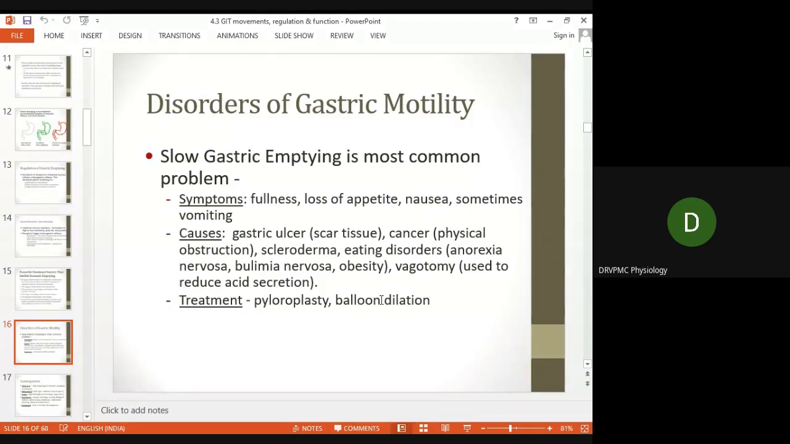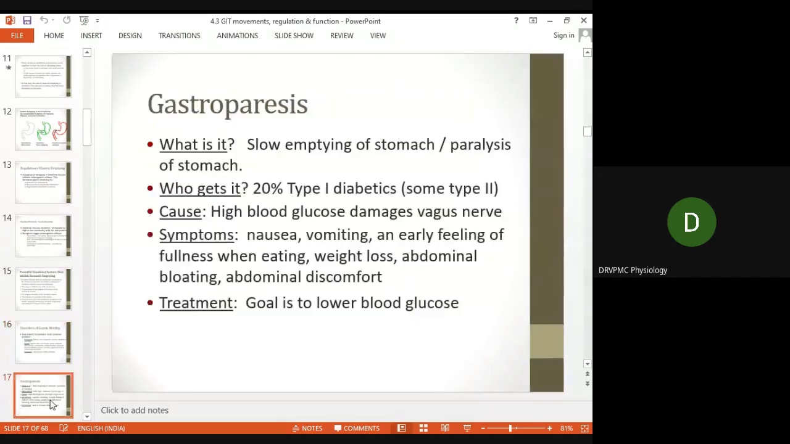Another one is balloon dilation. This is a non-invasive procedure, meaning the stomach is not actually cut open. Through the esophagus or through the mouth, a catheter is passed, and the tip of the catheter consists of a balloon. Once the catheter tip has entered the pyloric opening, we inflate the balloon so that the pylorus gets opened. The pyloric sphincter will be opened, and thus the gastric contents will be emptied. This is a one-time procedure, not repeated. So pyloroplasty is a surgical treatment, and balloon dilatation is a non-surgical treatment.